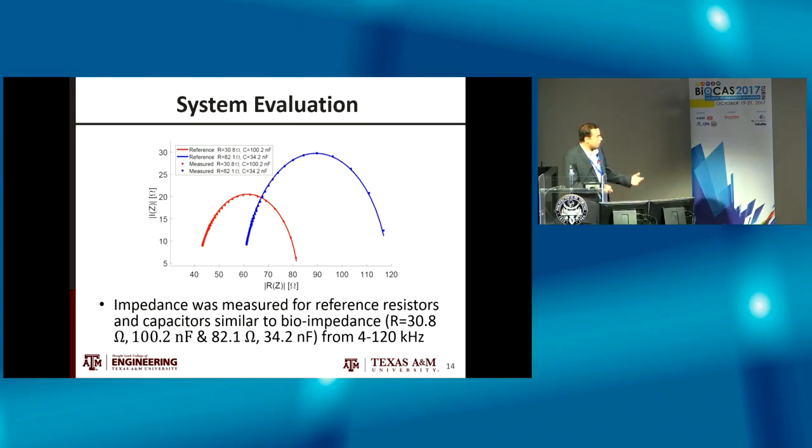We have chosen two sets with resistance 30 and 82 ohms and capacitance from 100 nanofarad to 30 and 34 nanofarad. And this matches the actual bioimpedance range that we are expecting from small body segments such as the upper arm. This figure shows that the dots are the reference values and the line is the actual measurement, and they are matching together for the whole range of interest. So now I have verified that my system can measure absolute values of bioimpedance correctly across the whole frequency range.